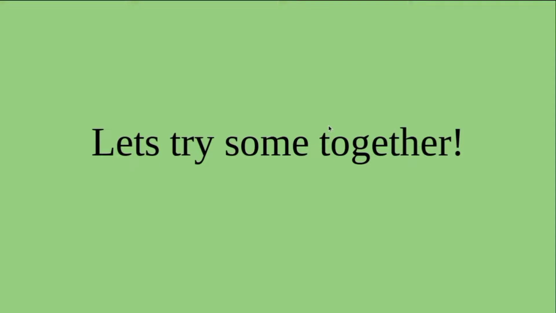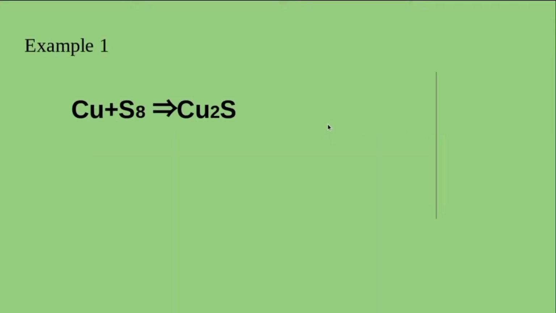Let's do two unbalanced equations together so that you can get a better idea. Example 1. When writing chemical equations, the left side will always be known as the reactant, while the right side will be known as the product. We call it this because the reactants together make the product.